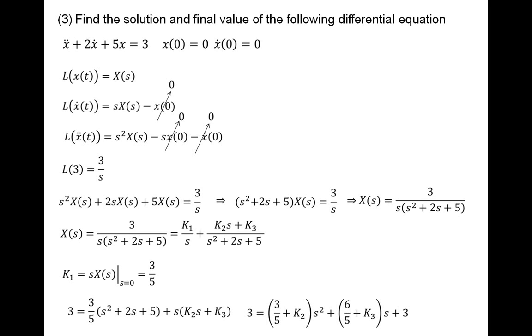Again, I reshape this relation in order to sort based on the power of s. In both sides I have 3, so 3 will be cancelled out, and I just need to put the coefficient of s squared equal to 0 and the coefficient of s equal to 0. By this, k2 will be equal to minus 3 over 5, and k3 will be equal to minus 6 over 5. So X(s) is in this form.